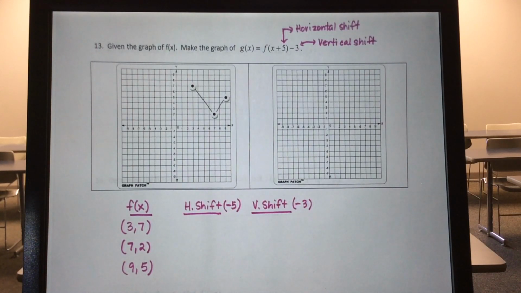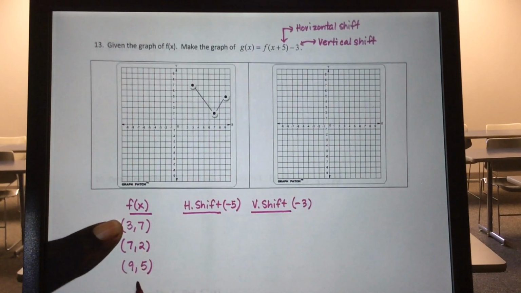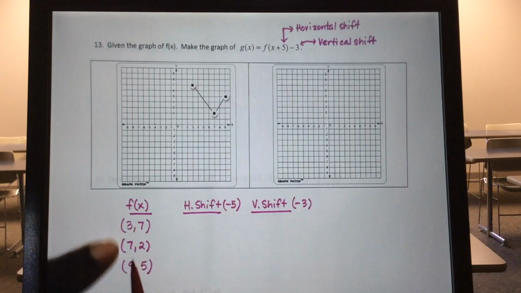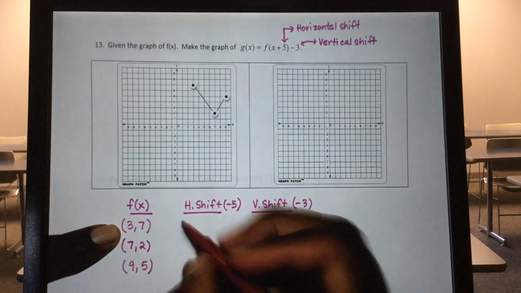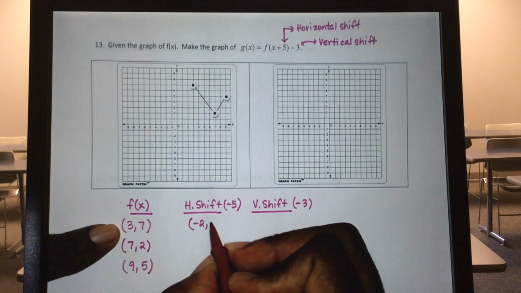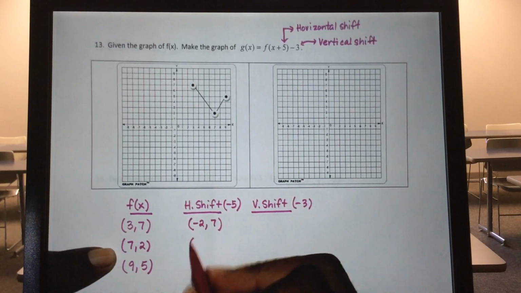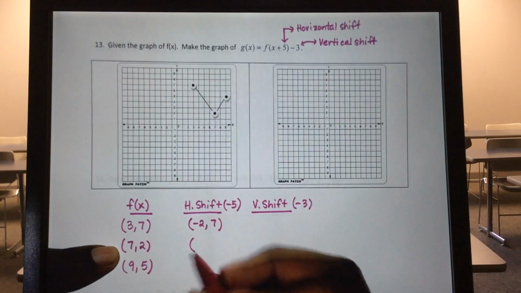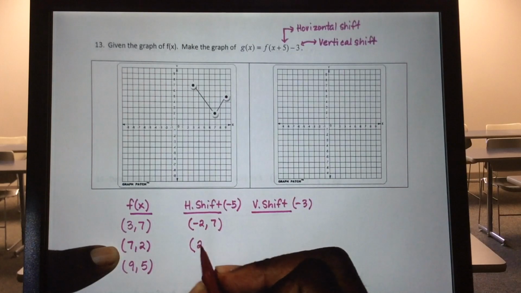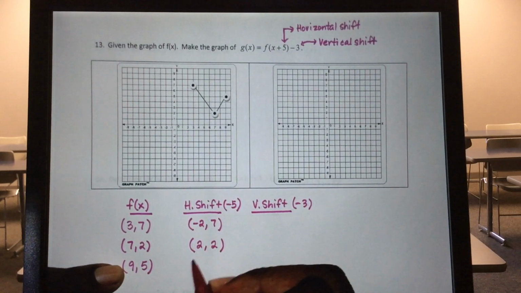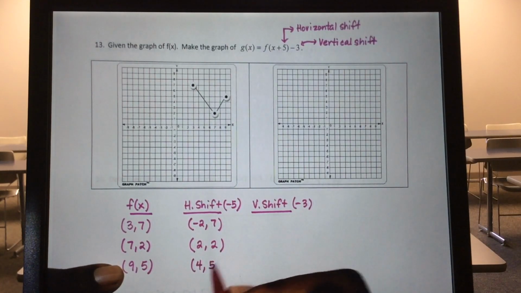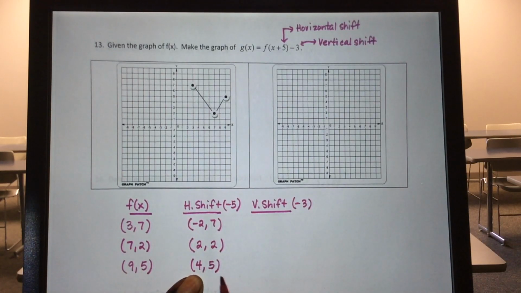So now, starting with these ordered pairs, we're going to subtract 5 from each of these x coordinates. Starting with 3 minus 5, I'm going to get negative 2. Now I'm going to bring over the 7. For this ordered pair, 7 minus 5 will be 2, and bring over this 2. For this last ordered pair, 9 minus the 5 would be 4. Bring over the 5.